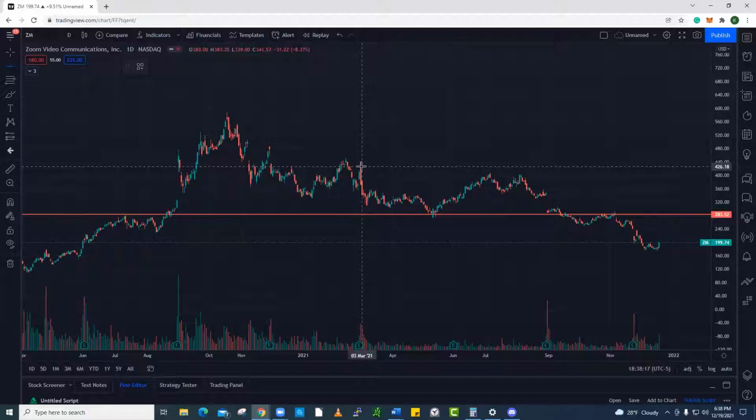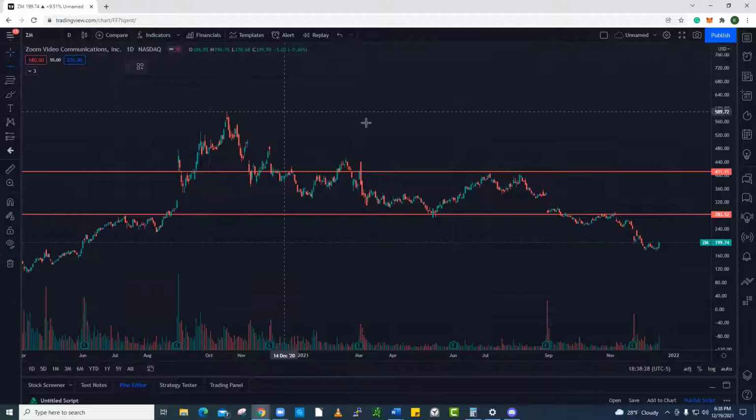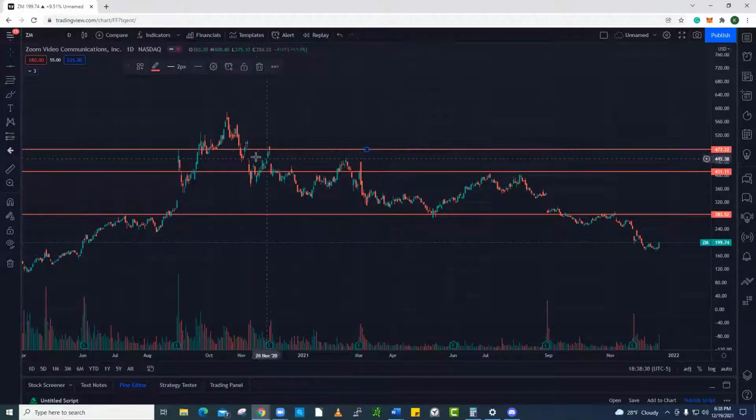I like really right there. I like 411.11. So around that 411.10 area, I'm expecting to see some resistance there. Let's go to another level. Around that level there, I like 477.22.